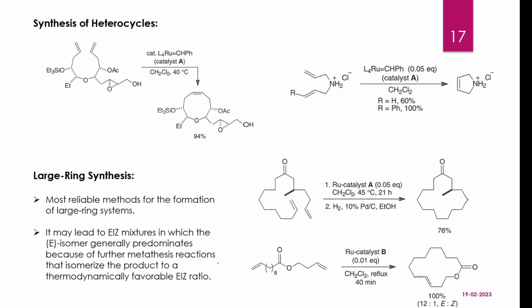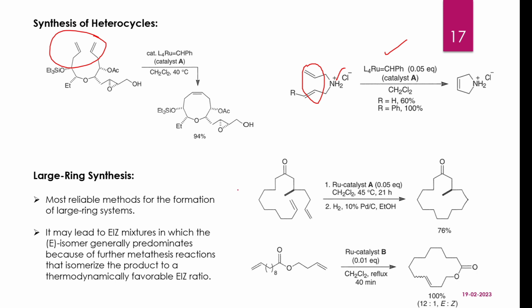Next is synthesis of heterocycles. By this Grubbs catalyst, because of its high functional group tolerance, it can also give heterocycles. See here, this type of cyclic ether or cyclic amine system can be generated. In the same way, these two double bonds will join, and here these two double bonds will join. Here, see, this is present as a salt. Still the carbene will form. The reagent is so reactive that even in this type of ionic system it will react. So next is large ring synthesis.